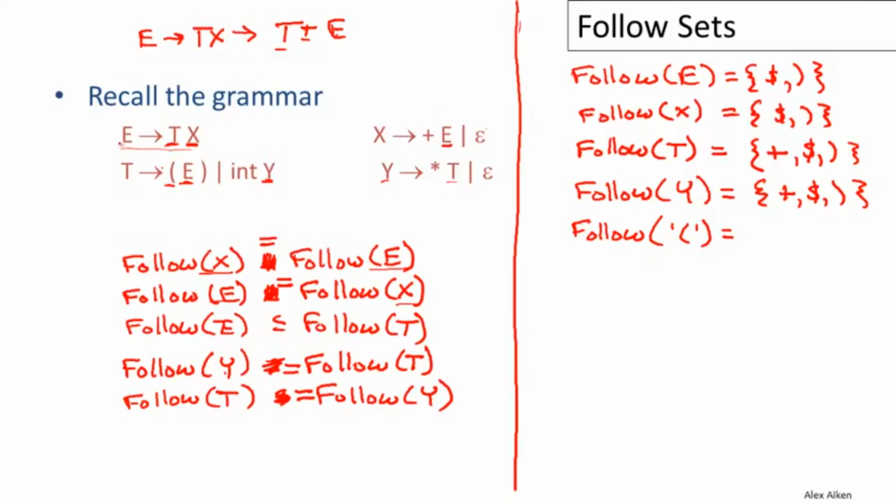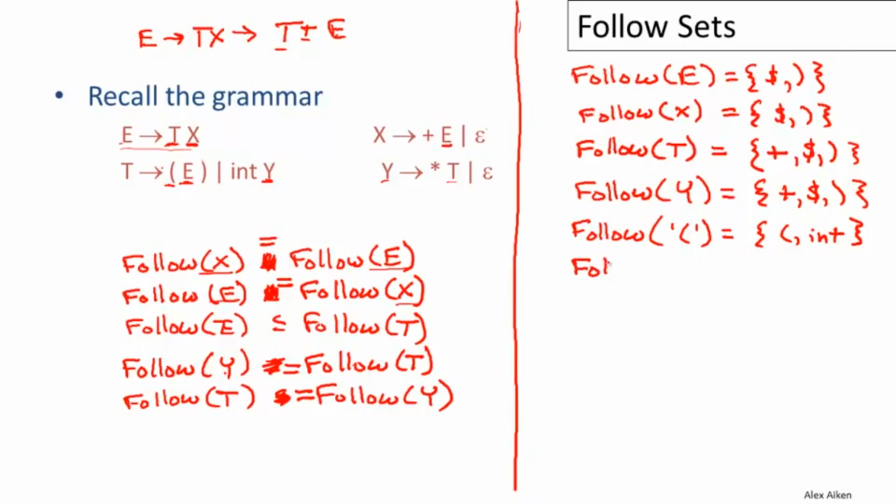And remember that the first of e was the same as the first of t, because t always produces something in the first position. And the first of t was open paren and int. If you think about this for a minute, this makes complete sense. What can come after an open paren in any valid string in this grammar? Well, it's either going to be another nested parenthesized expression, or it's going to be an integer. In particular, you couldn't have a times or a plus immediately after an open paren, and you also couldn't have the end of the input. You couldn't have the input stop after an open paren and have a valid string.